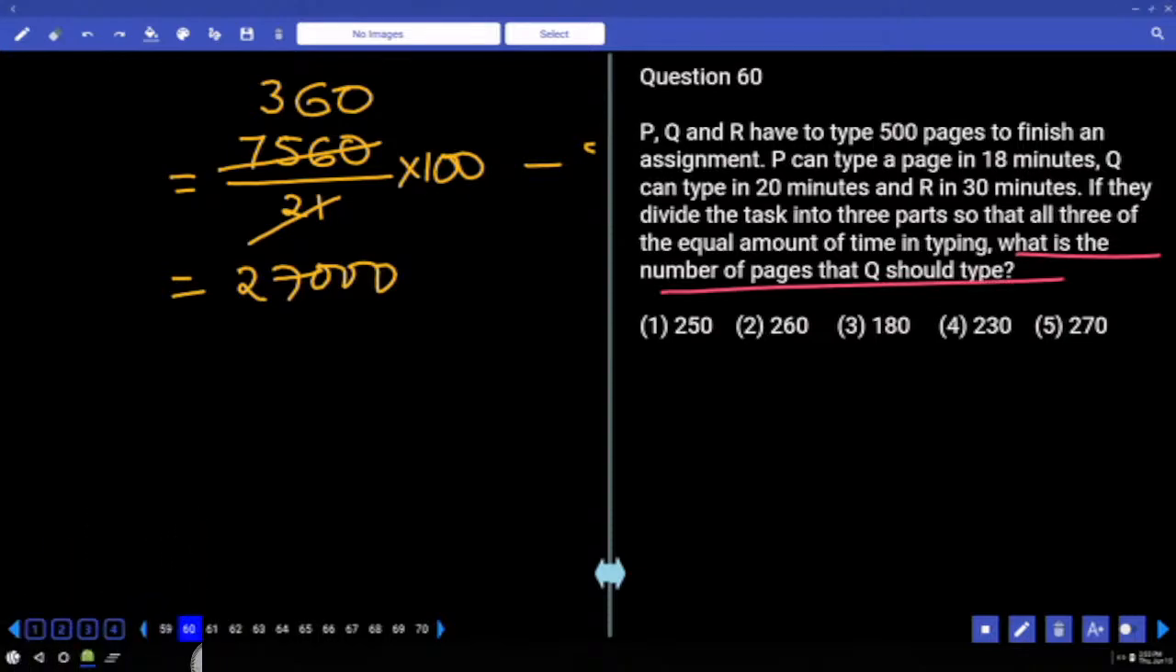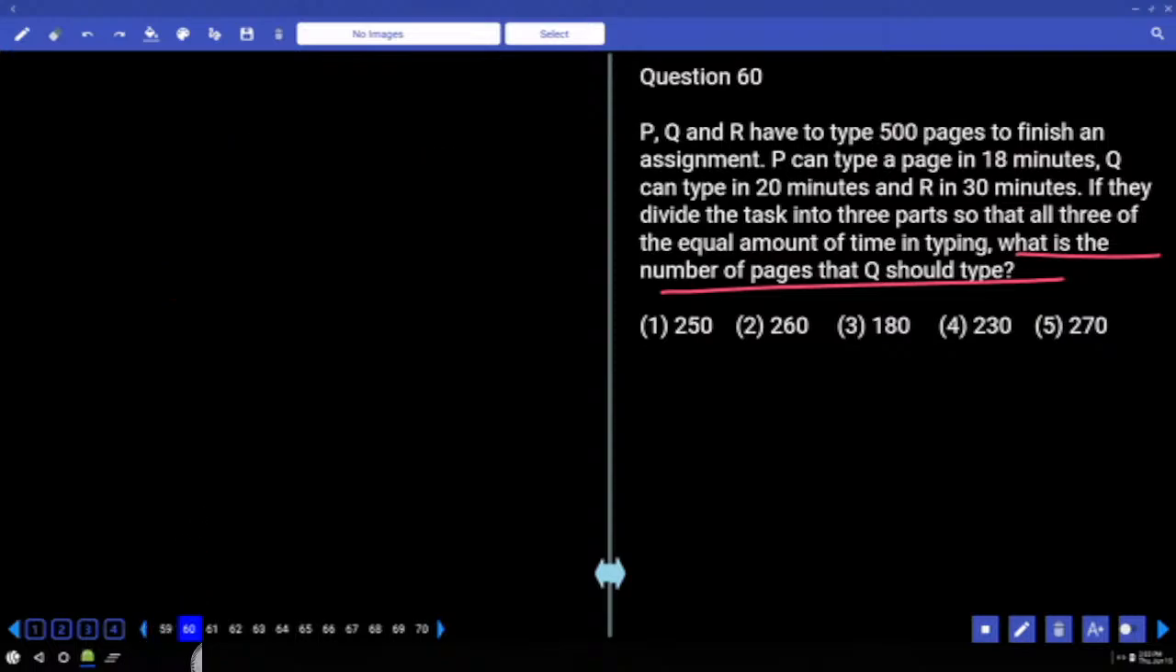Okay. Now, first of all, you need to identify from which particular concept this question has come. From the beginning till the end, what is involved? Work, okay. From the beginning till the end, what is involved? Time. All 3 spend equal amount of time. What is involved? Time. Now, what is your question about? Number of pages that Q should type. So, initially, how many pages that they need to type? 500 pages. What is that? Work. Time, work. That's what the information, right? So, this question is related to time and work.